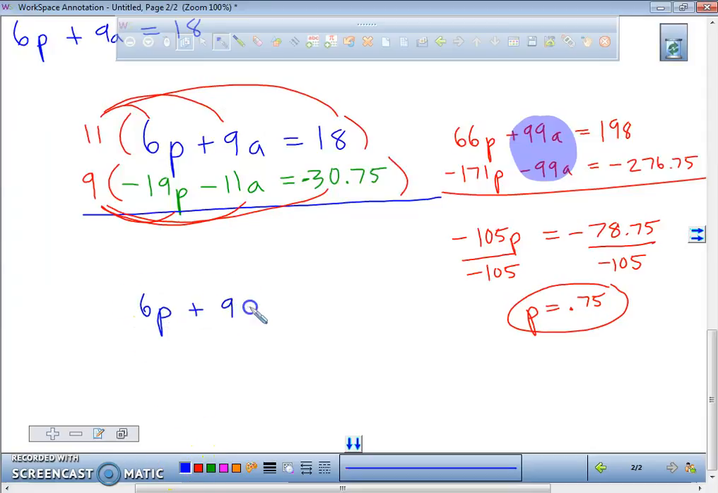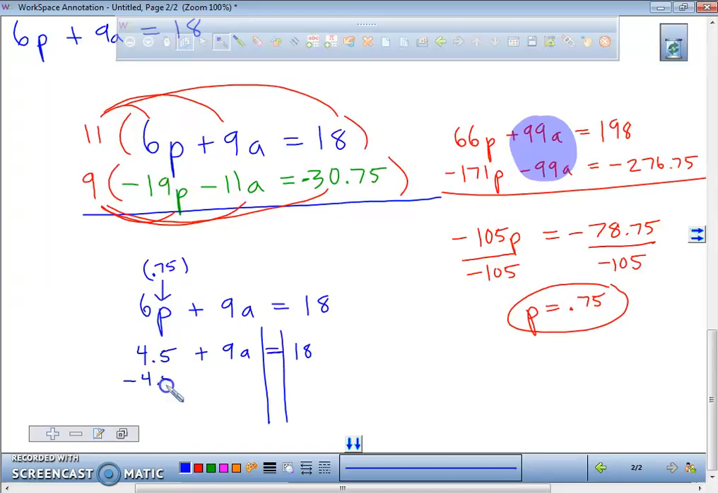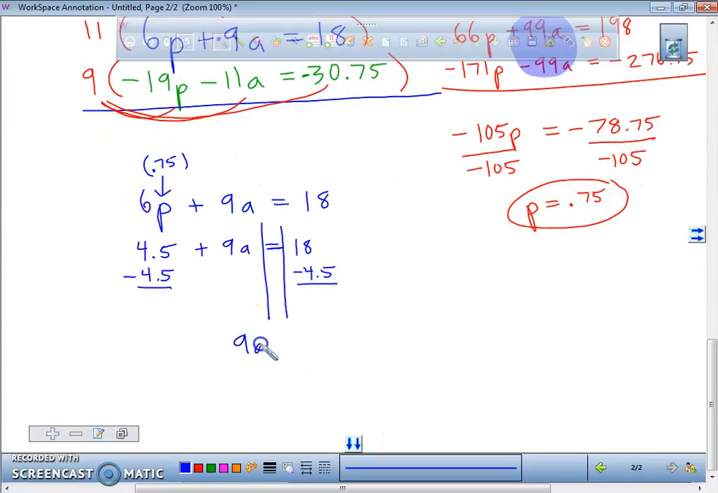6p plus 9a equals 18. But this time, what am I going to plug into that right there? We're going to plug in a 0.75 right there. What's 6 times 0.75? I think that's 4.50, right? 4.5 plus 9a equals 18. Now we have an Algebra 1 problem. Just got to do what? Take away 4.50 from each side. All right, we get 9a equals 13.50. And when we divide both sides by 9, we get the price of air hockey.